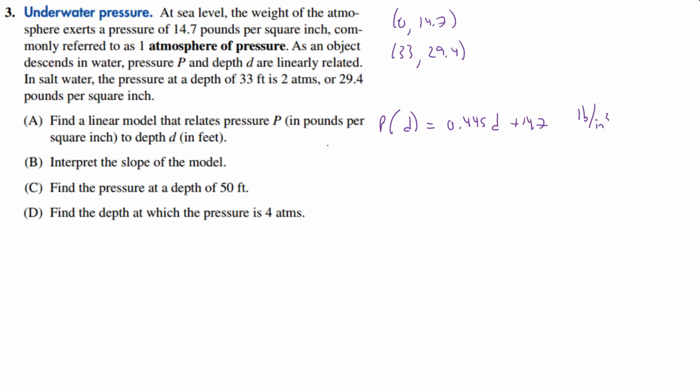Okay, so basically, the pressure is going to be what? So it's interpreted slope. Our slope is this. So the pressure rate of change is 0.445 pounds per square inch per foot, where D is in feet. So the pressure is going to go up 0.445 pounds per square inch for every foot you go down.